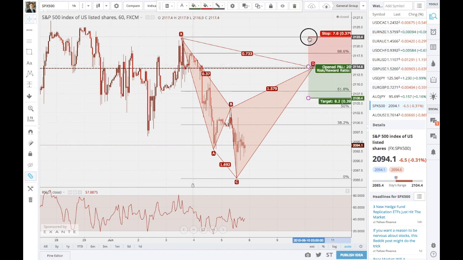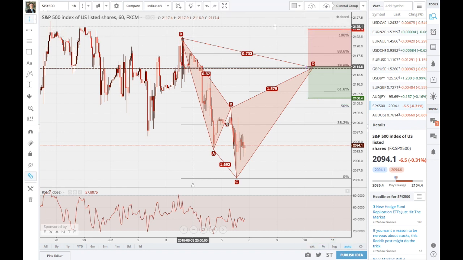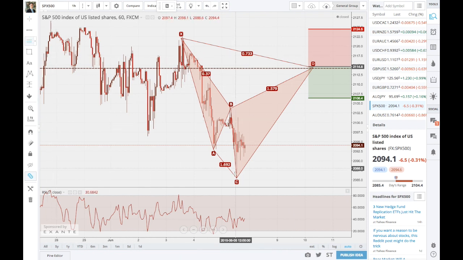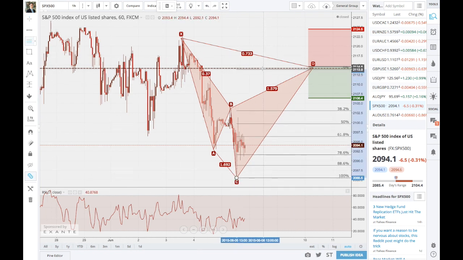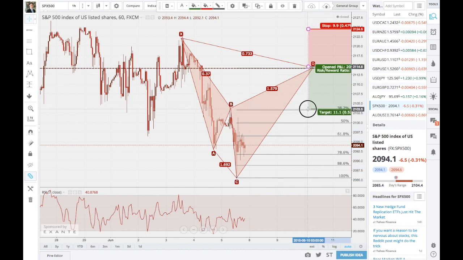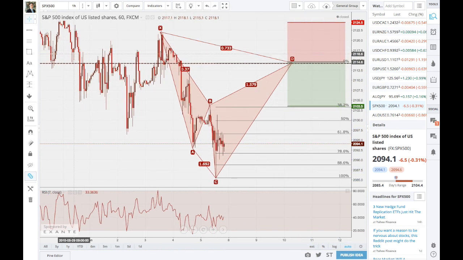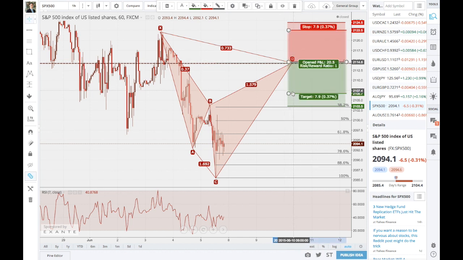My stop will have to go above the X, so that is 21.22.4. I'll put it around 21.245. And your target will be similar, pulling from the extreme point to where the completion is, and my first target will be at the 382. And my second target is the same, which is at the 618. Somewhere here.